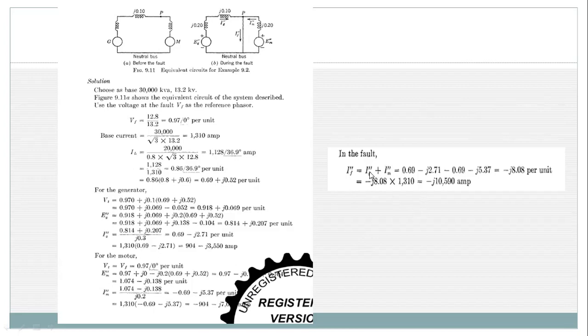And if we sum these two currents, we will find out the total short circuit current. And remember, we have to multiply the per unit current with the base value to convert to the real unit or ampere unit short circuit current.